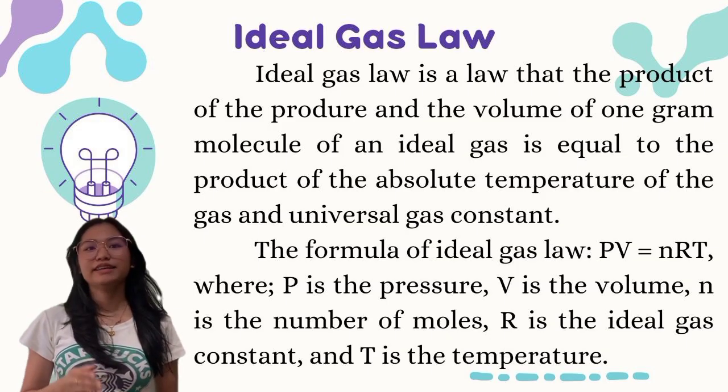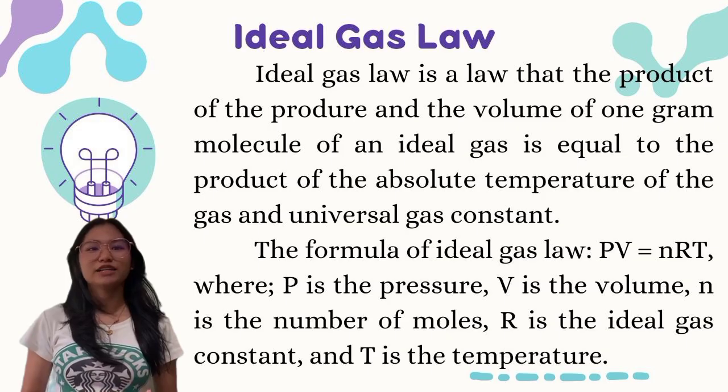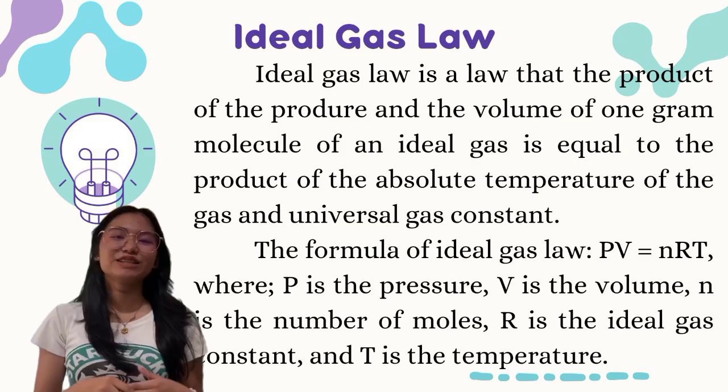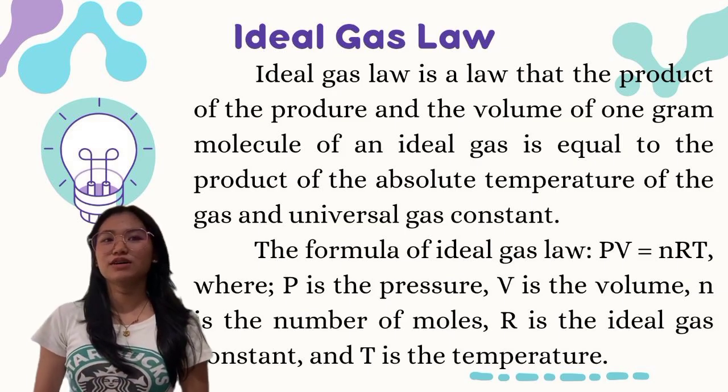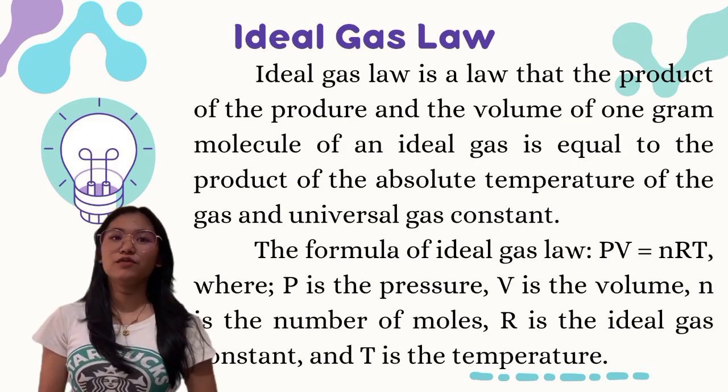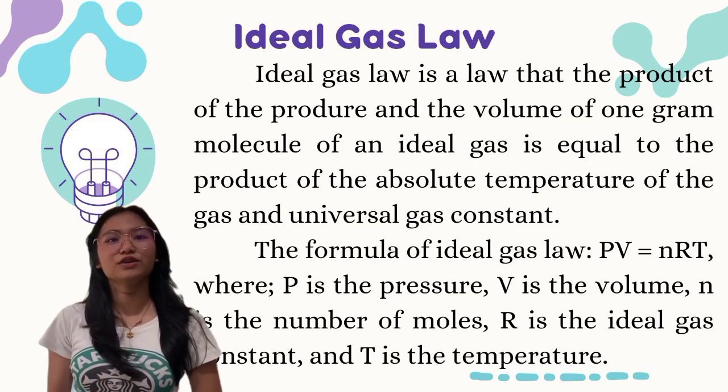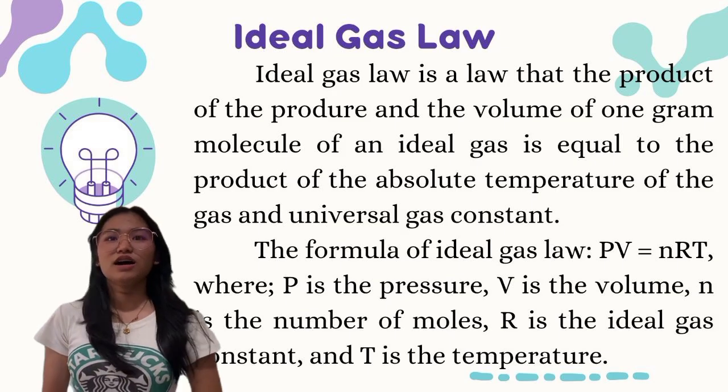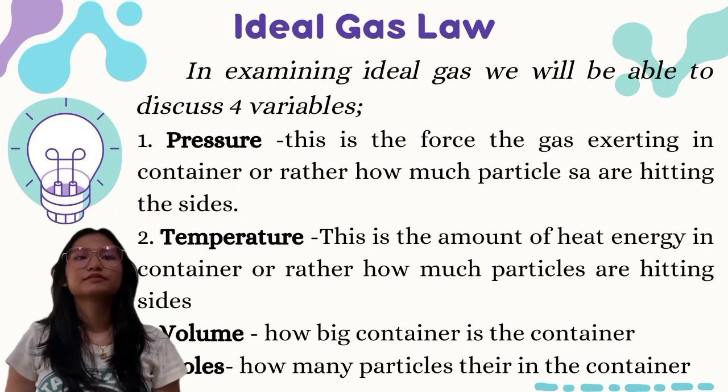The ideal gas law is the law that the product of pressure and volume of one gram molecule of an ideal gas is equal to the product of the absolute temperature of the gas and the universal gas constant. The formula of the ideal gas law is PV is equal to nRT, where P is pressure, V is volume, n is the amount of substance, R is the ideal gas constant, and T is the temperature.